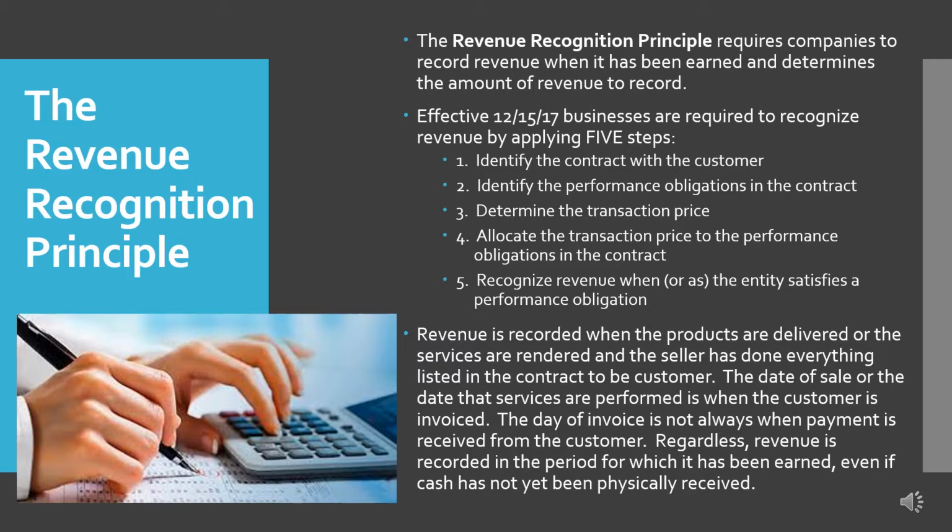The revenue is recorded when the products are delivered or the services are rendered and the seller has done everything listed in the contract to the consumer. The date of sale or the date that services are performed is when the customer is invoiced. The day of the invoice is not always when payment is received from the customer, however. Regardless, revenue is recorded in the period for which it's been earned, even if the cash has not been physically received as of yet.